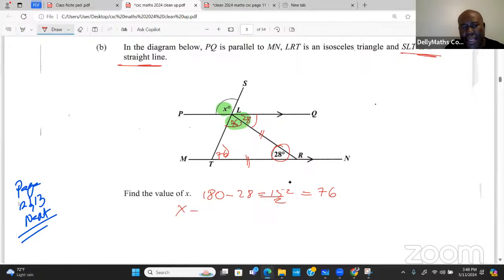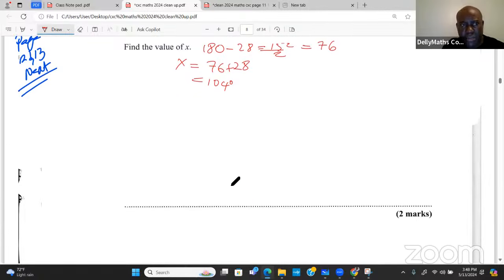Now we can combine this to find that angle X is equal to your 76 plus your 28. That's about 104. We're getting 104 degrees right there. So we put together the ideas and we keep going.